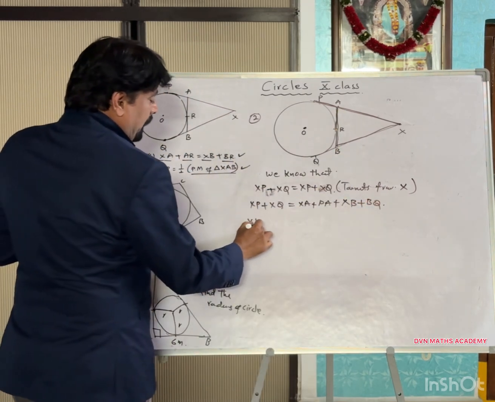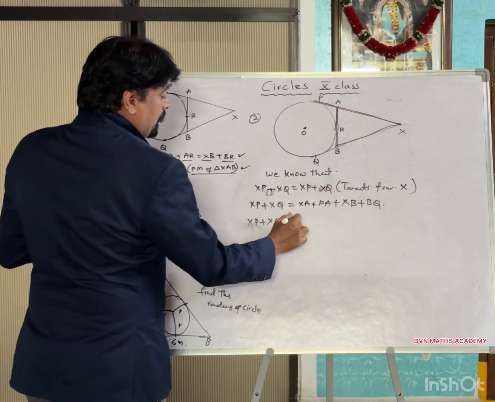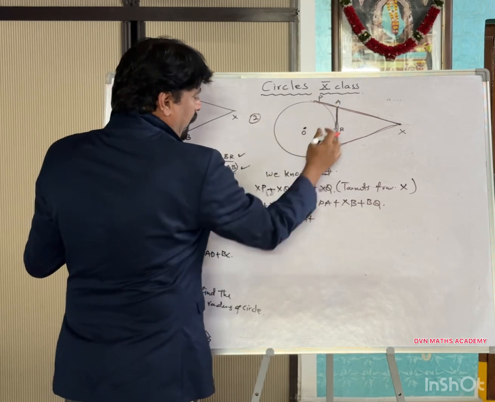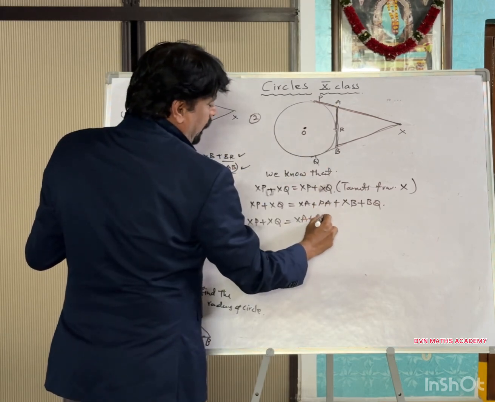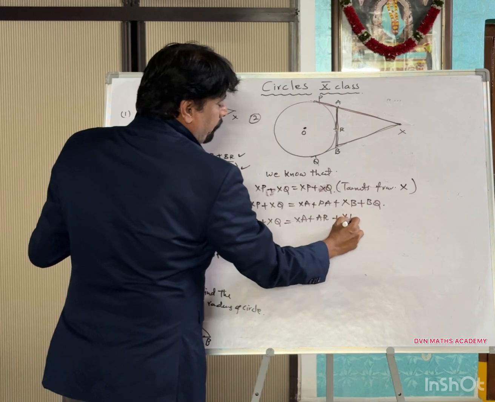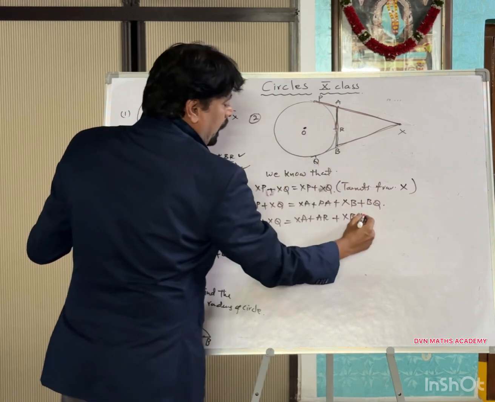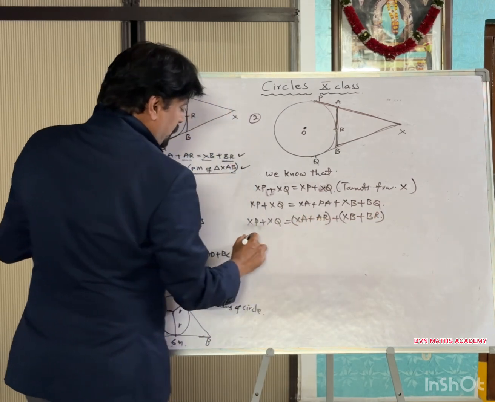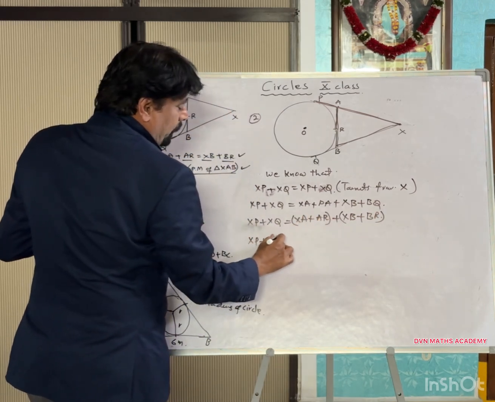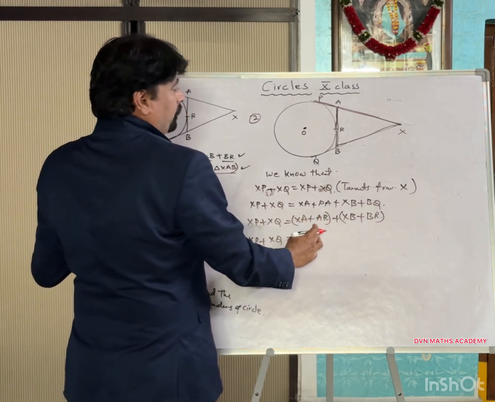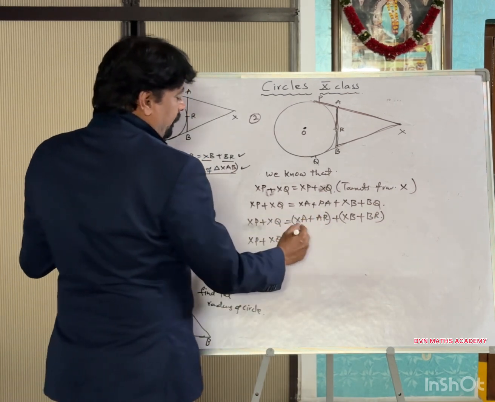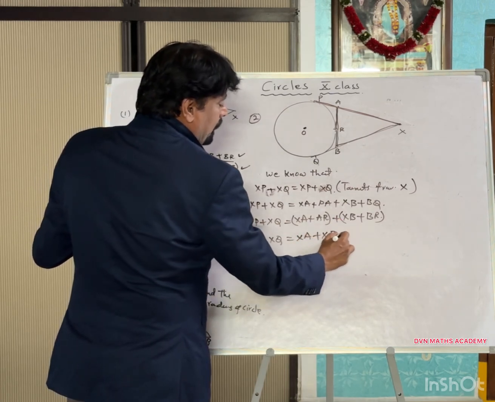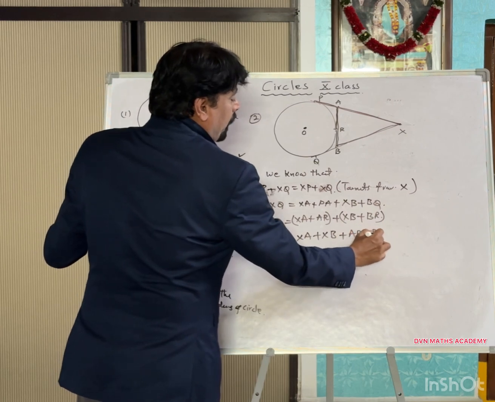Now XP plus XQ is equal to XA plus PA, and already we proved that PA is AR. So in place of PA I can write AR, plus XB plus BQ, which is BR. You write these two in a bracket and these two in a bracket, it is easy for you. XP plus XQ is equal to XA plus XB, plus AR plus BR.